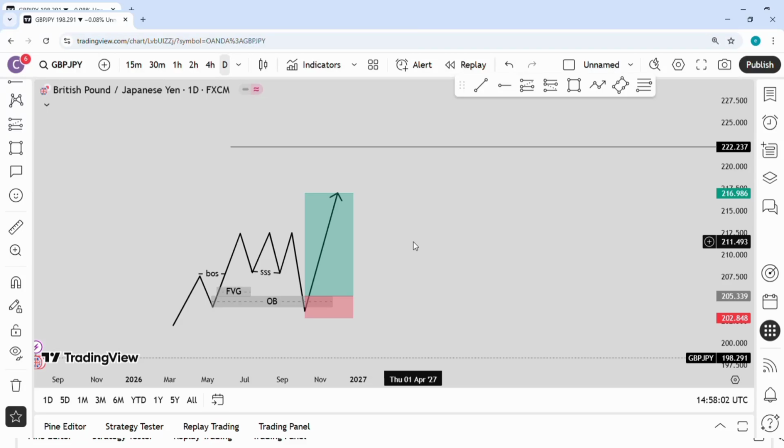Most traders lose money because they follow the crowd. But what if I told you there's a method the banks use to trap retail traders, and it's called smart money concepts? Today, I will show you how to trade like the institutions, even if you're a complete beginner.